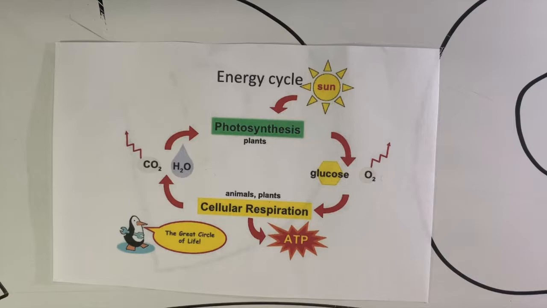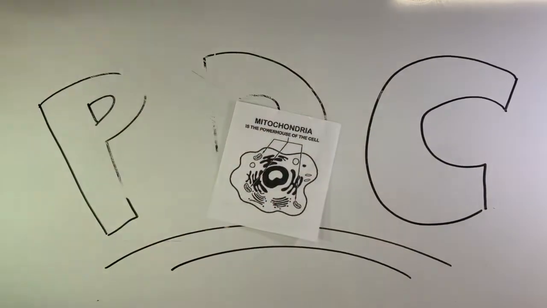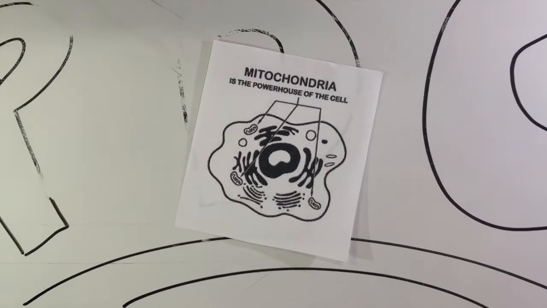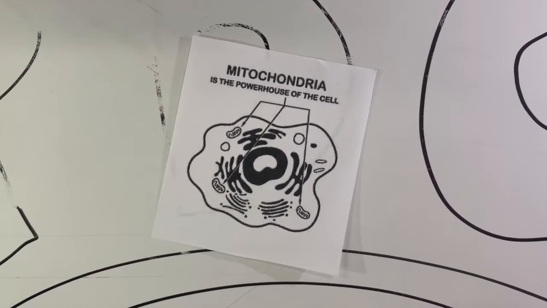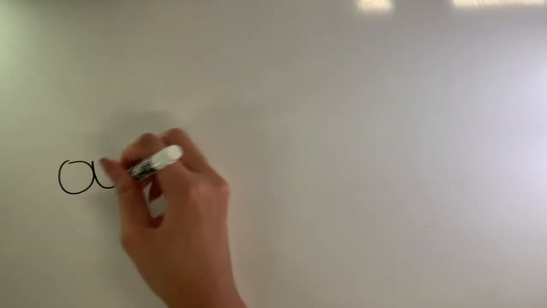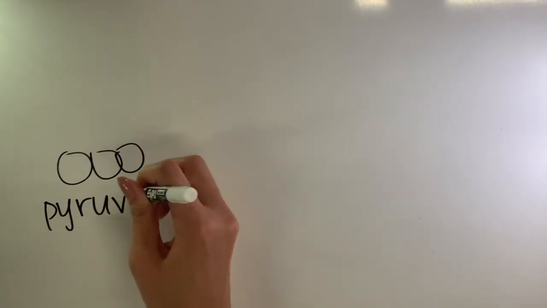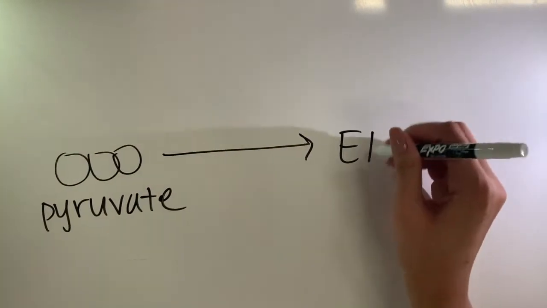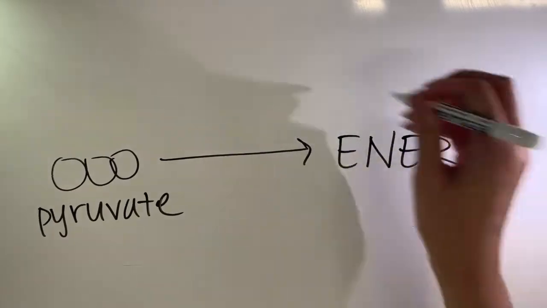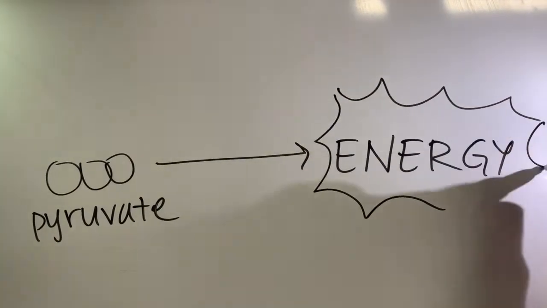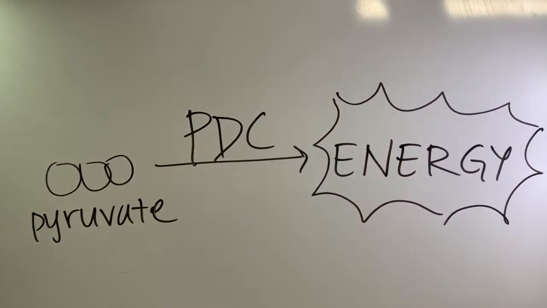So where in our cells does cellular respiration happen? Inside the cell, the mitochondria take in nutrients, break them down, and generate energy. And they do this using a biological machine called the pyruvate dehydrogenase complex, aka PDC. PDC is a machine that takes pyruvate, a molecule from our food, and then creates energy.